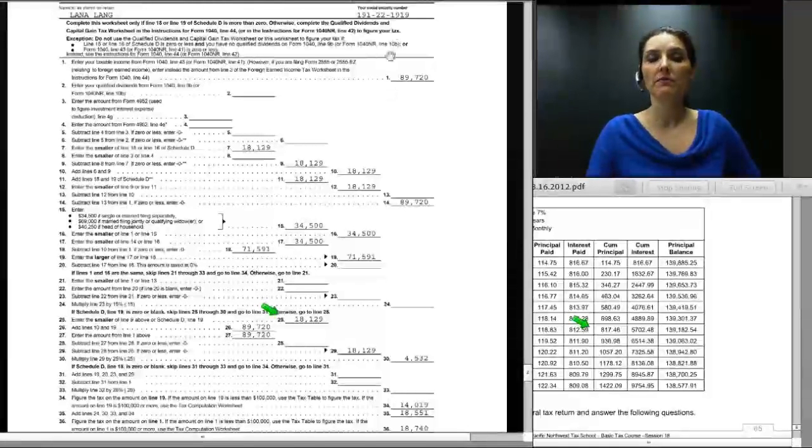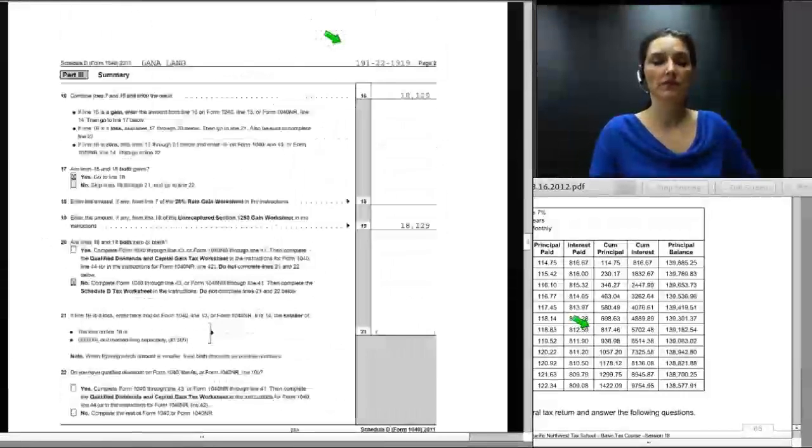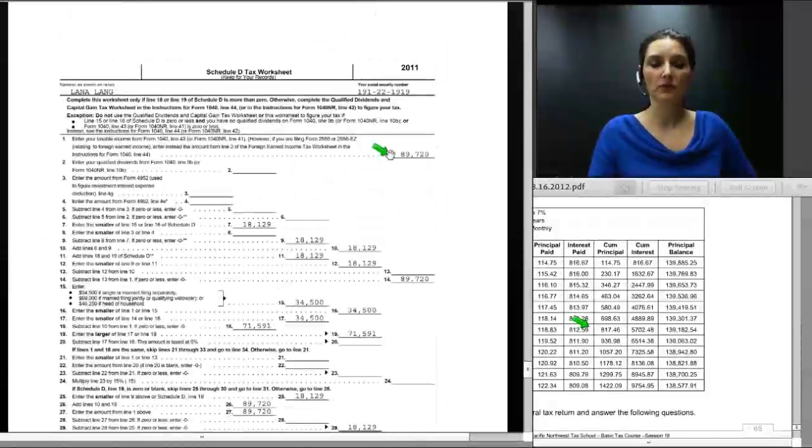So we start on line 1 by entering her income from Form 1040, her taxable income, and that was $89,720. Looking at her Form 1040, we look at the amount of income on line 43. That's her taxable income, $89,720. Schedule D worksheet, that's the first number we enter. $89,720 on line 1 of the worksheet.